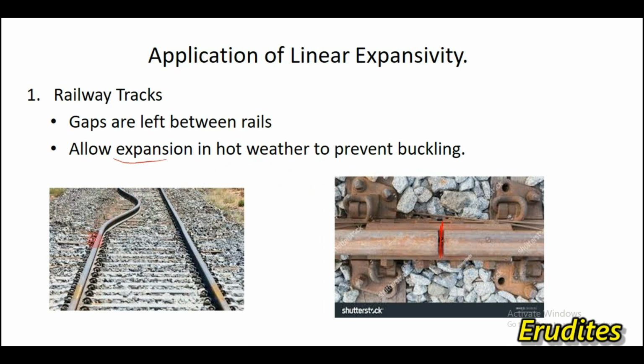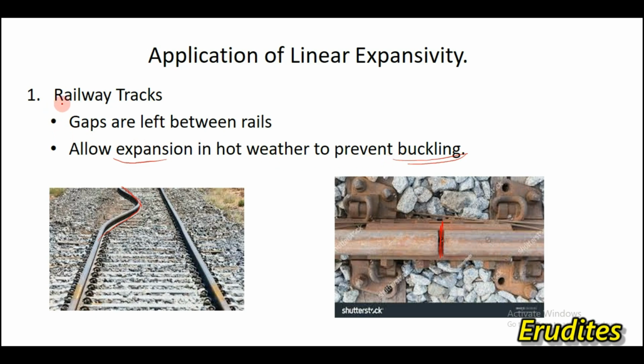When the weather becomes very hot, the rail will begin to expand. Because there are no extension gaps, there is no place to accommodate that expansion, so the rail will begin to buckle. It will begin to bend as it is depicted here. This bending of the rail is what is referred to as buckling.